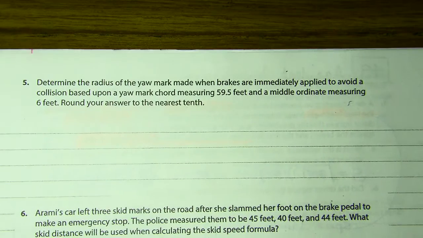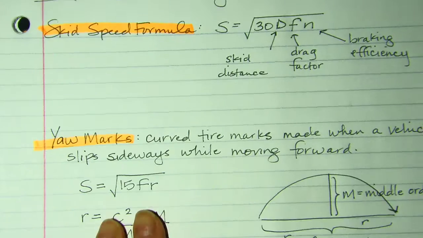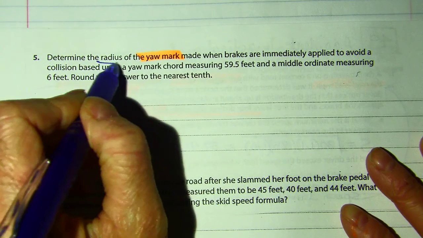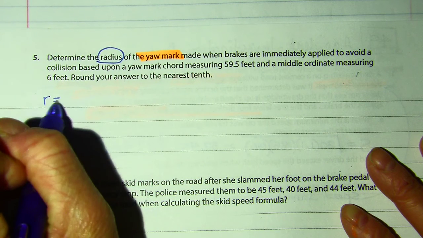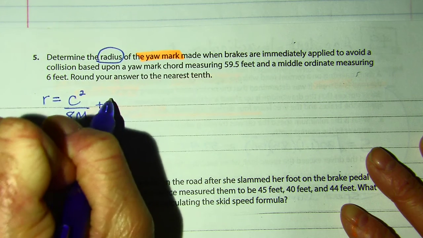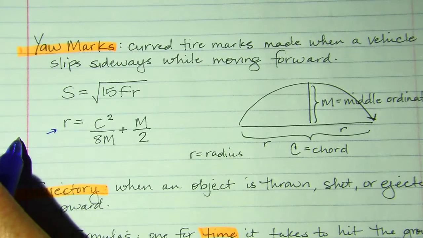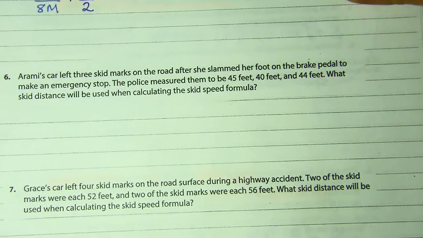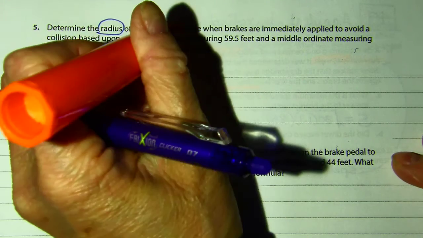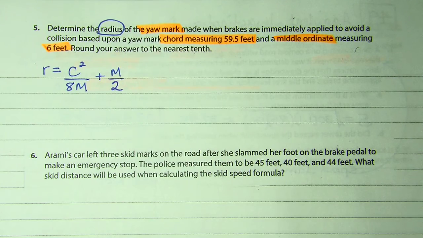All right, so part 5 mentions yaw marks. So based on the notes we started with, it means I'm going to be working with these formulas. Determine the radius. So as soon as it mentions radius, I'm going to write down the radius formula. Radius equals my chord squared divided by 8 times m plus m divided by 2. And I'm using that formula because it mentions radius. Okay? So let's go over what they gave us. It says that my chord is 59.5 feet. I have a middle ordinate of 6 feet around to the nearest tenth.